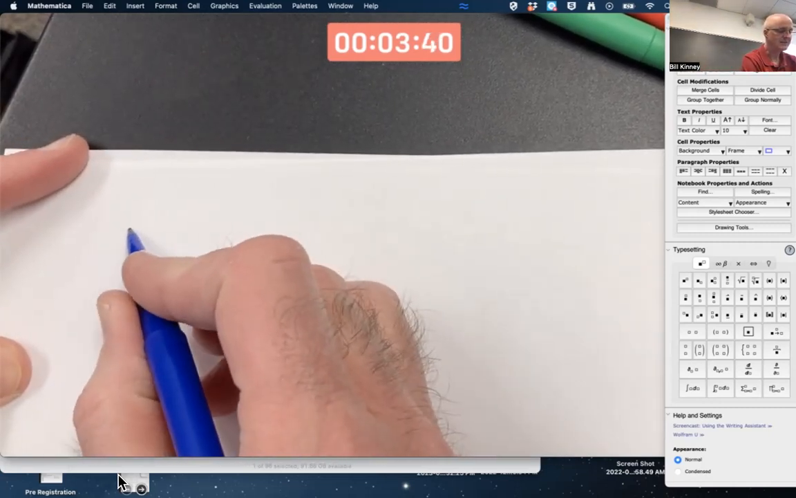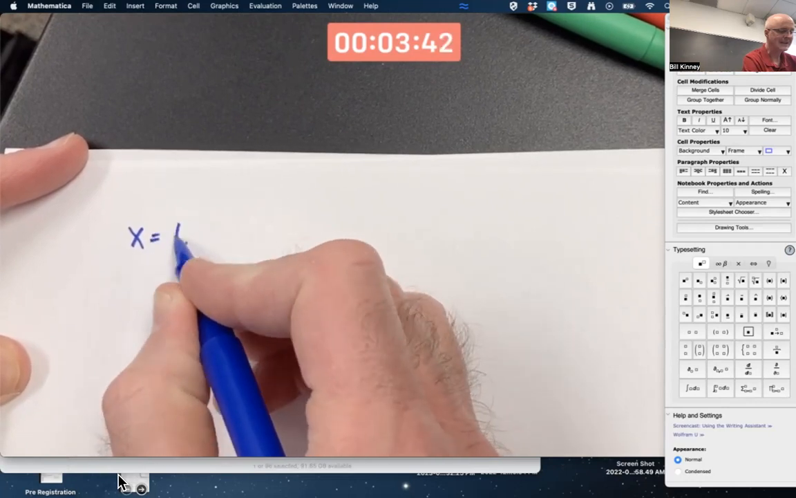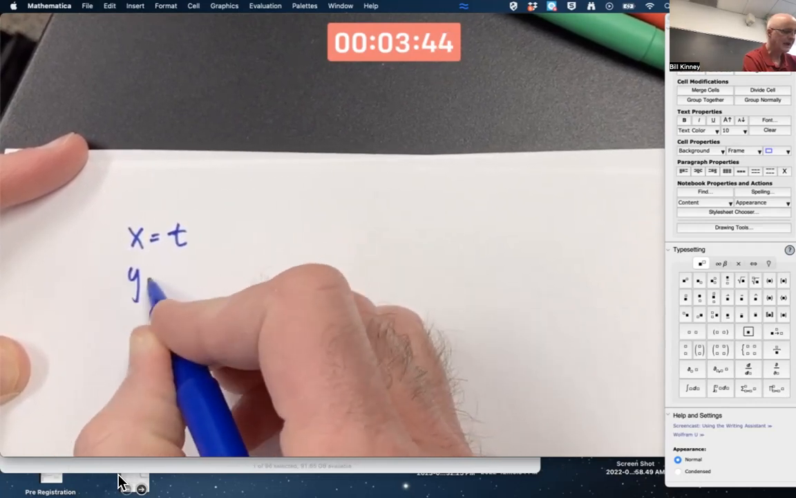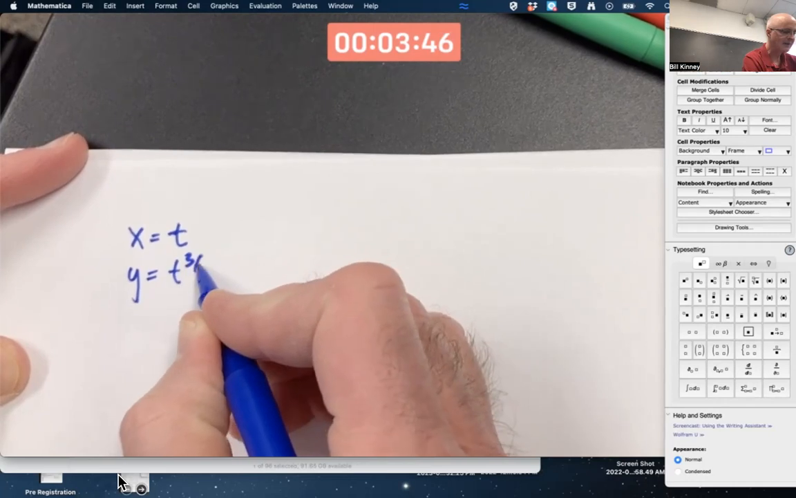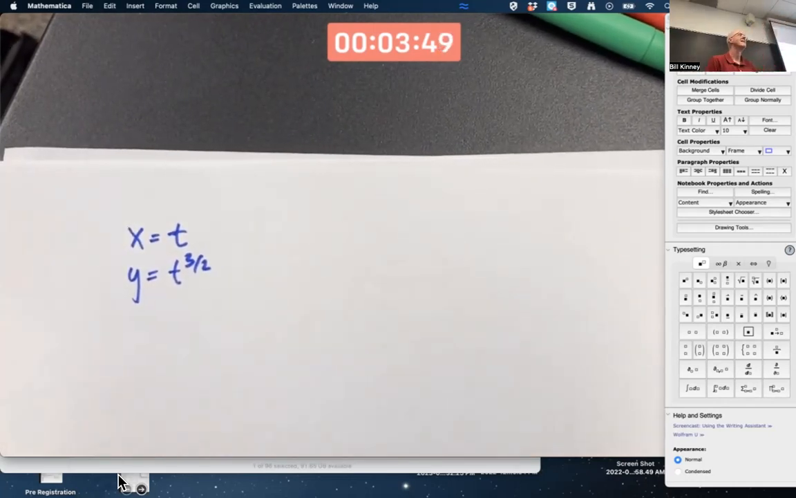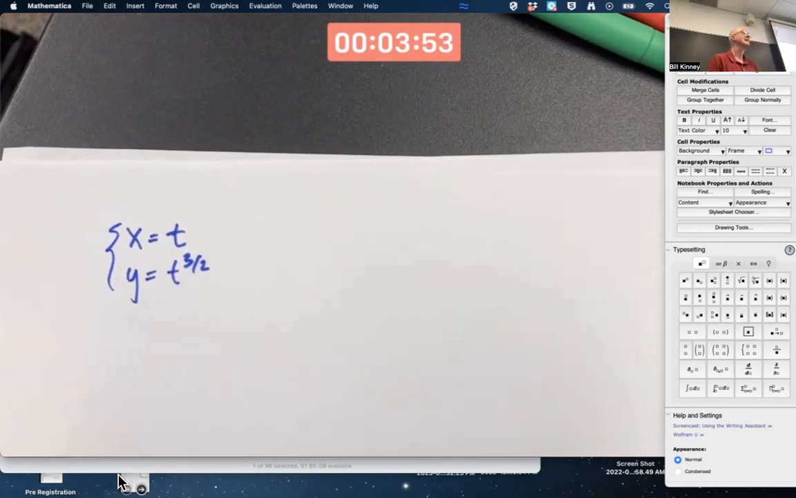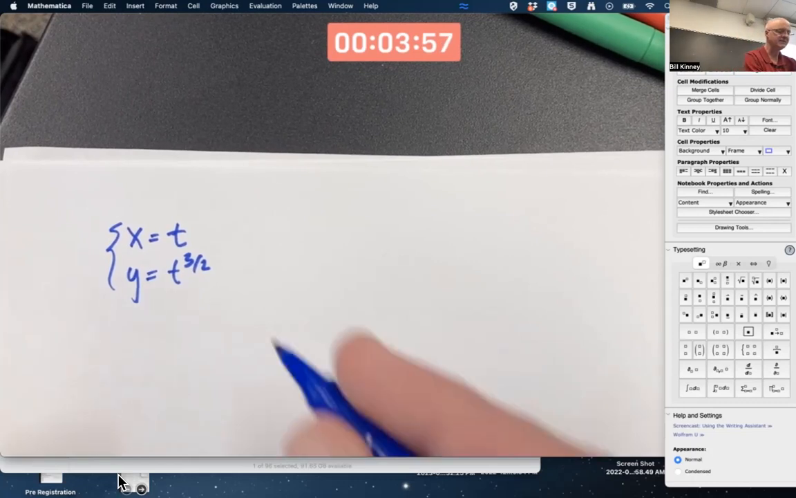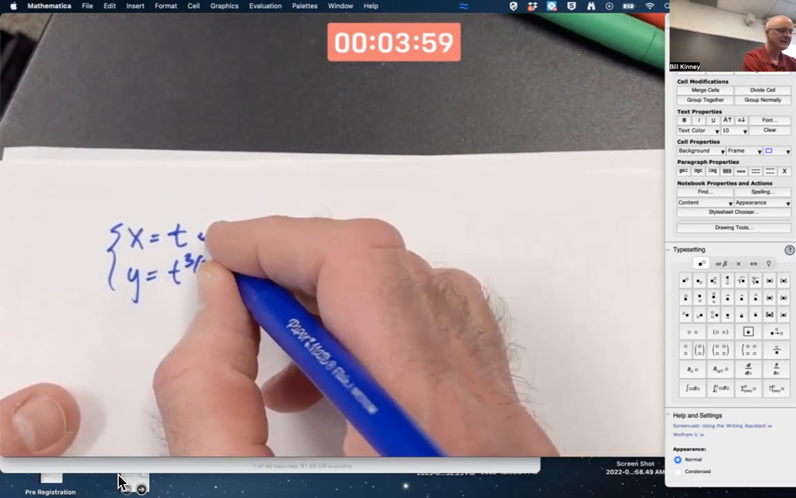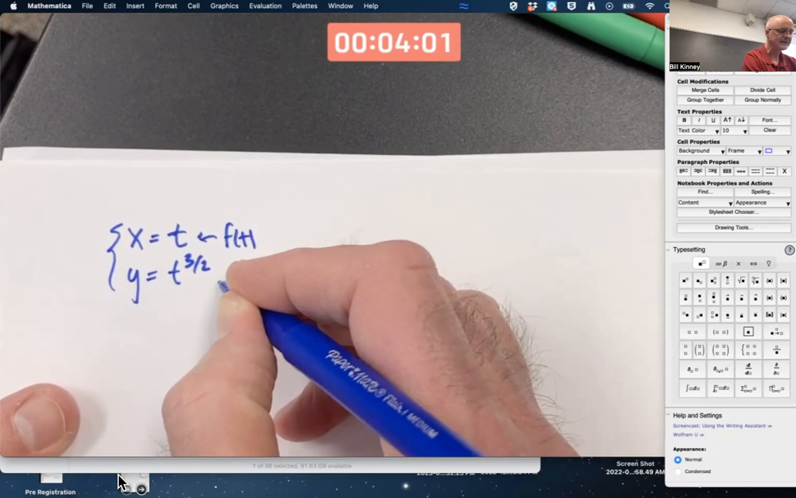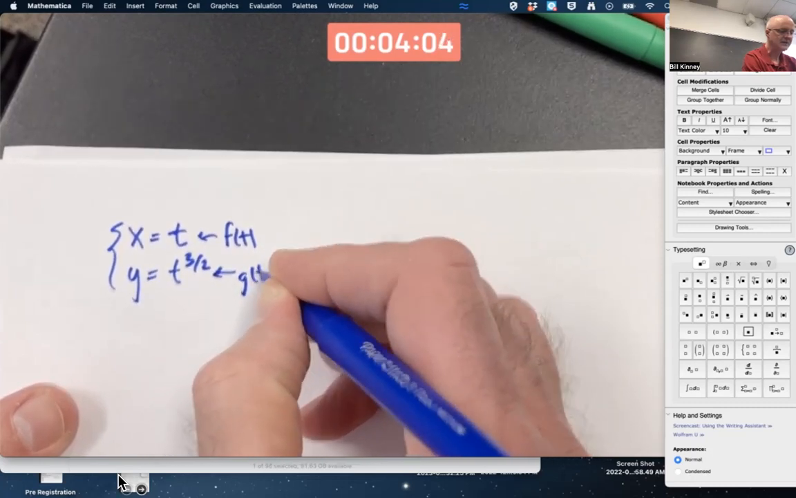So let's consider this system of parametric equations. x equals t and y equals t to the 3/2 power. That's a system of parametric equations. It's common to call the first function, say, f of t, and the second function g of t. So I will do that. This will be f of t, and this will be g of t.